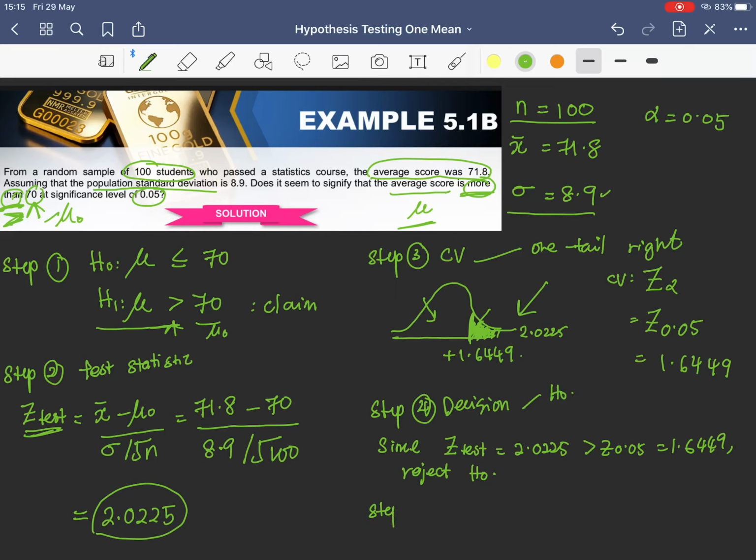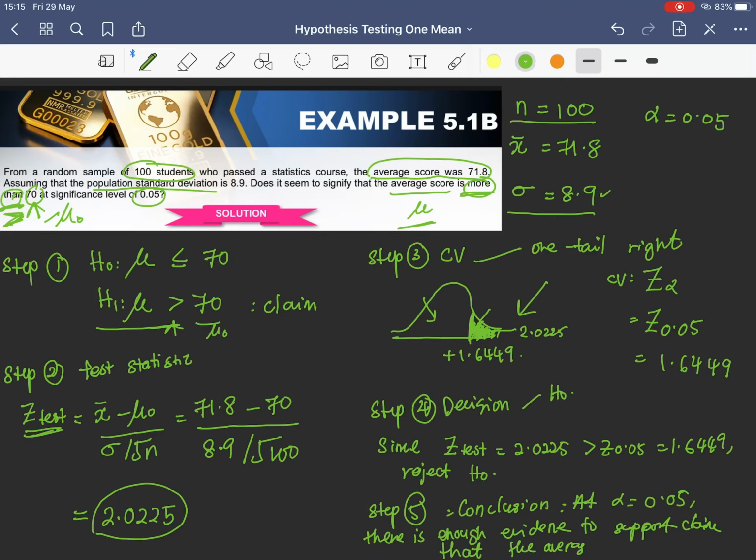Okay, and then step number 5, your conclusion. Okay, what is our conclusion? At alpha 0.05, there is enough evidence to support claim that the average score more than 70 means that you support your claim here.